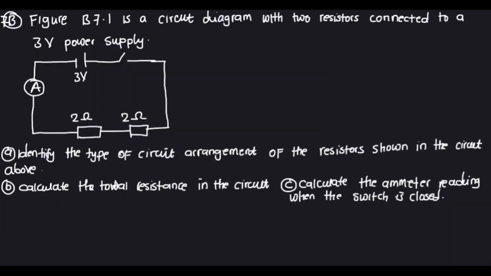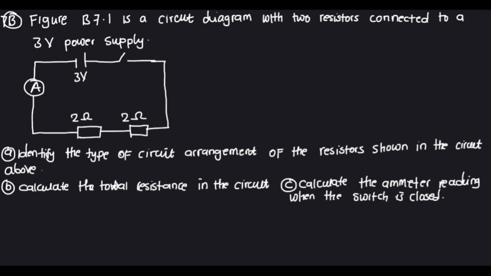So we move on to question 7. Figure B7.1 is a circuit diagram with two resistors connected to a 3 volt power supply. So we have this resistor, then also this resistor here. We also have the A for ammeter. An ammeter is used to measure current. Then for the power supply here, we can see that 3 volts was produced.